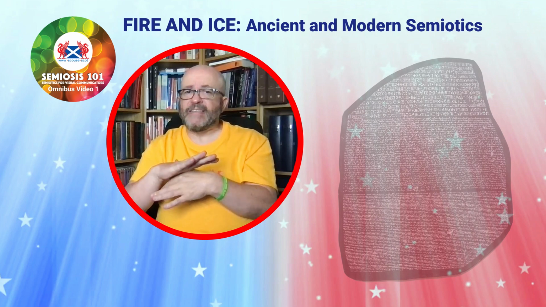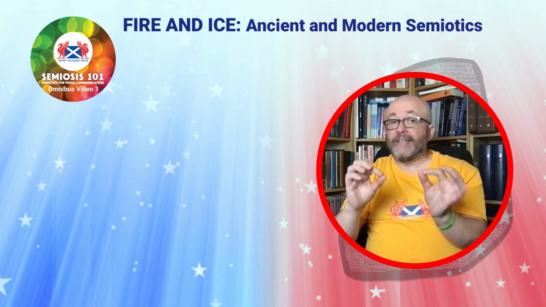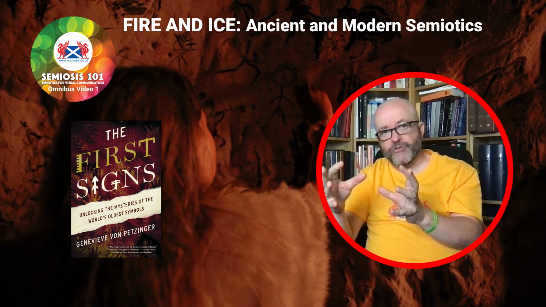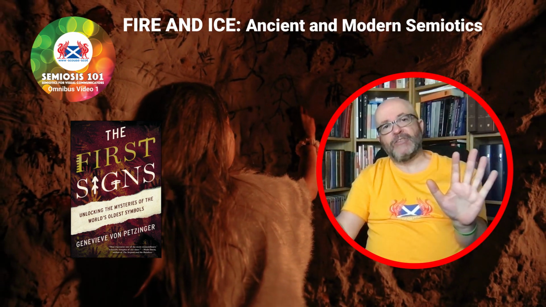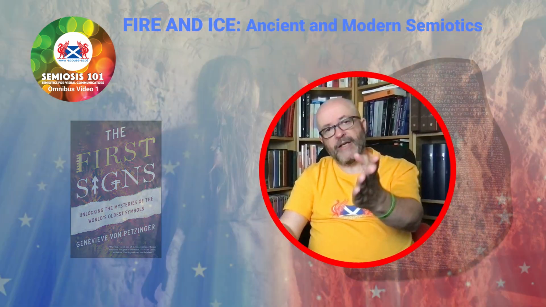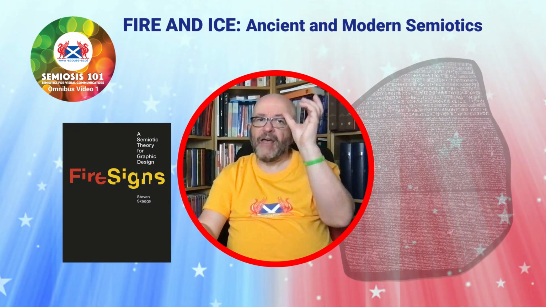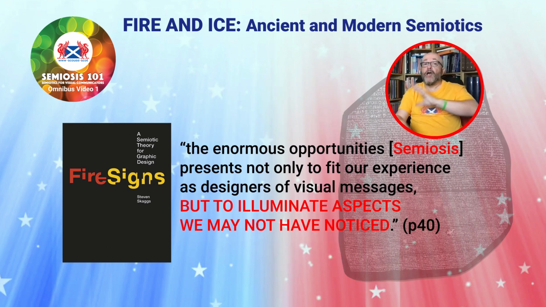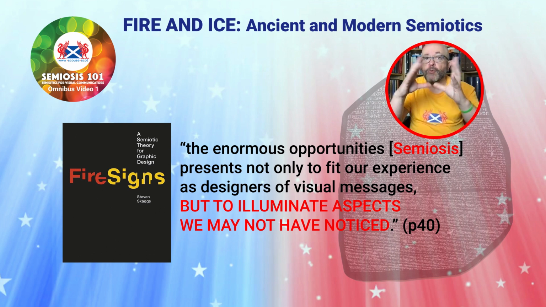To end this 18th Season 2 video, we can first conclude that the human ability to encode shapes, marks and imagery with meaning stretches back to the dawn of humanity and was not recently invented. Secondly, like myself, Stephen Skaggs agrees that Peircean semiotic theory is best for designers, as the enormous opportunity semiosis presents not only fits our experience as designers of visual messages, but illuminates aspects we may not have noticed.